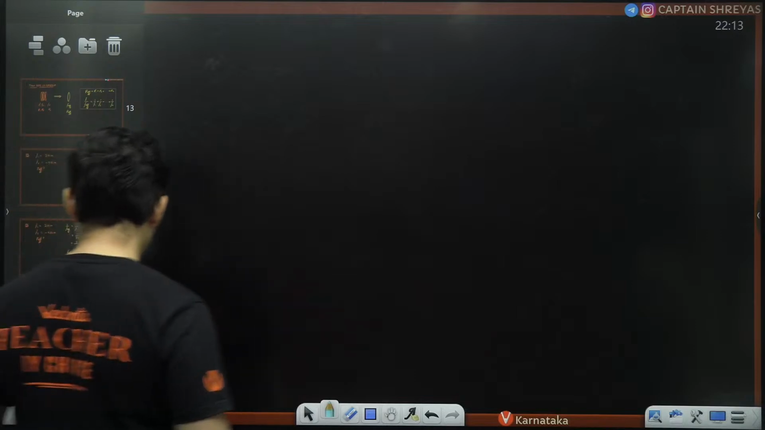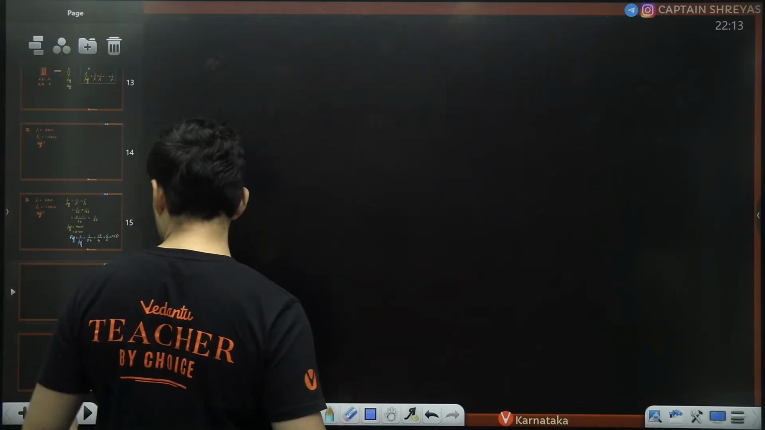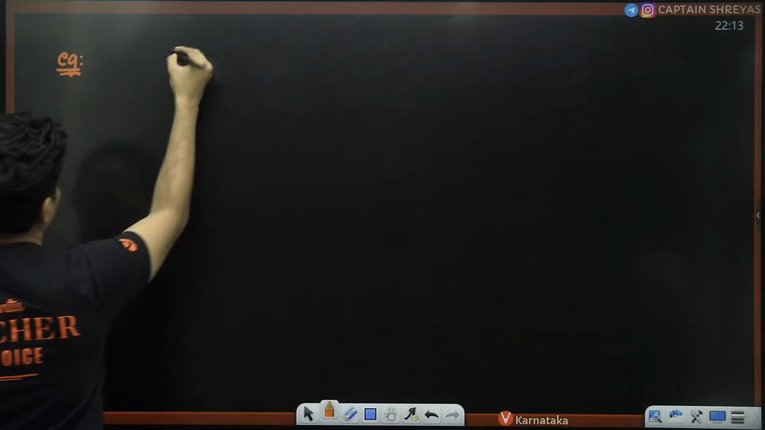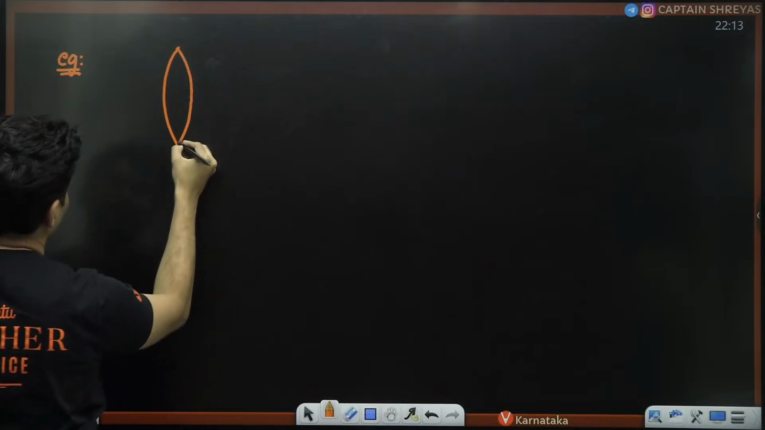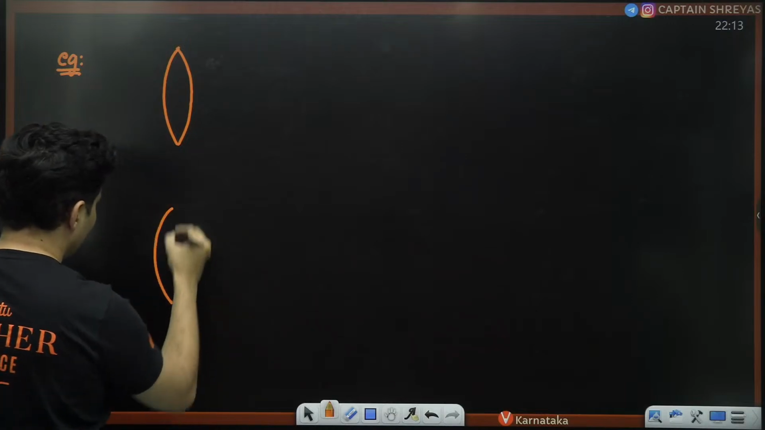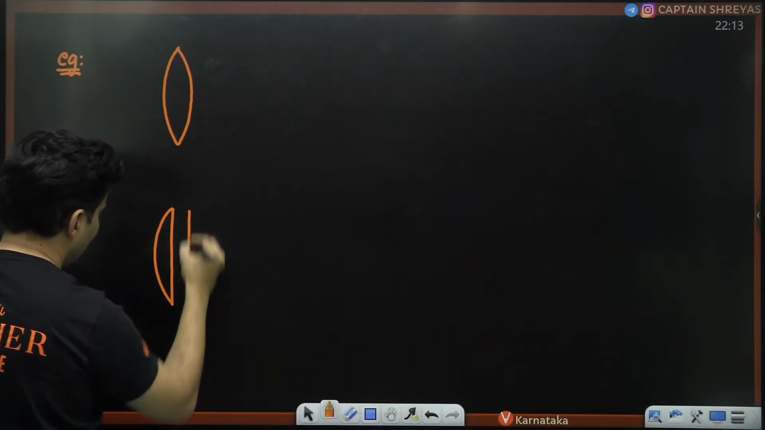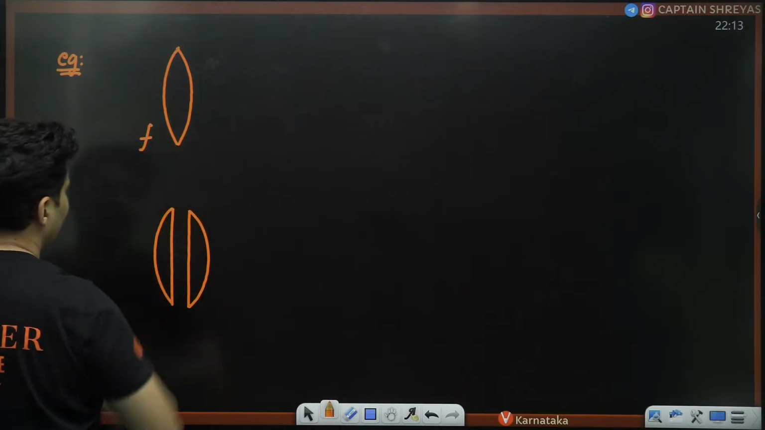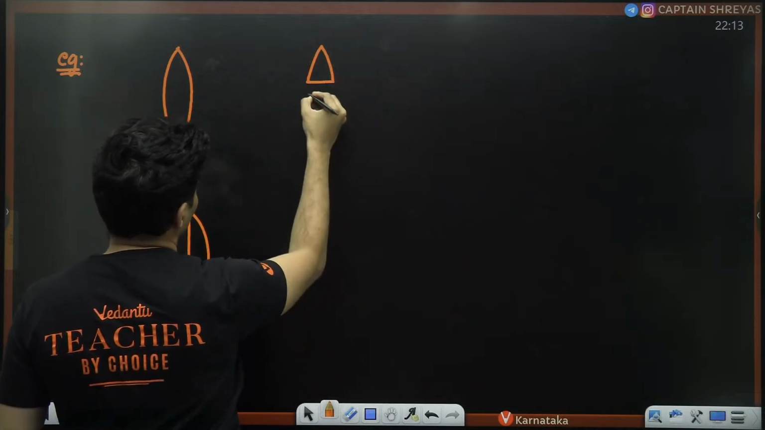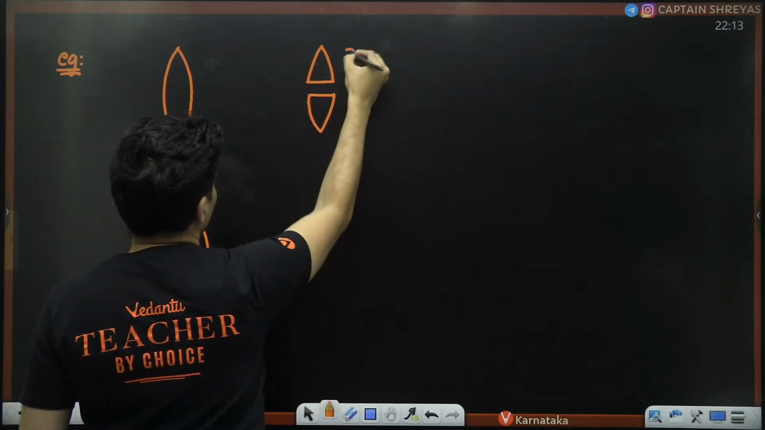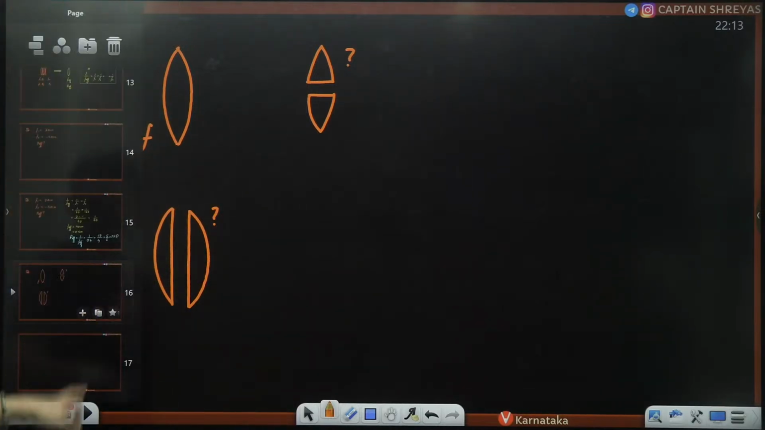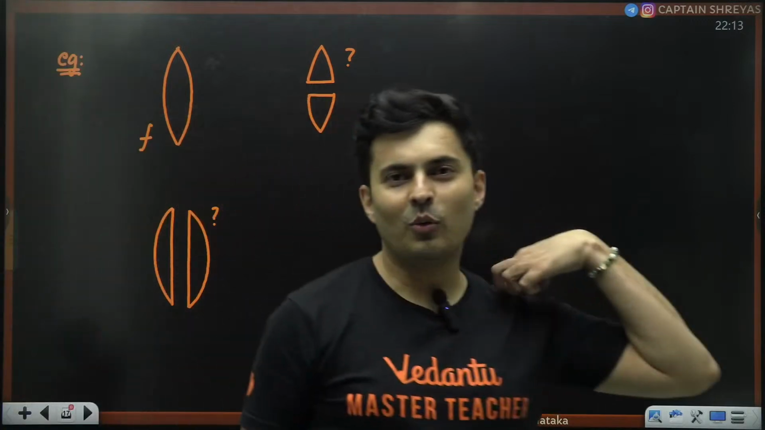Another question which you might get, and which is very common, is where they will tell you, listen, there is a lens like this, and I have broken it into two halves like this and like this. This original lens focal length was f, and then second time I broke it like this and like this. Can you figure out the focal length of each of these parts in either case? Well, breaking of a lens. Now what will you do?